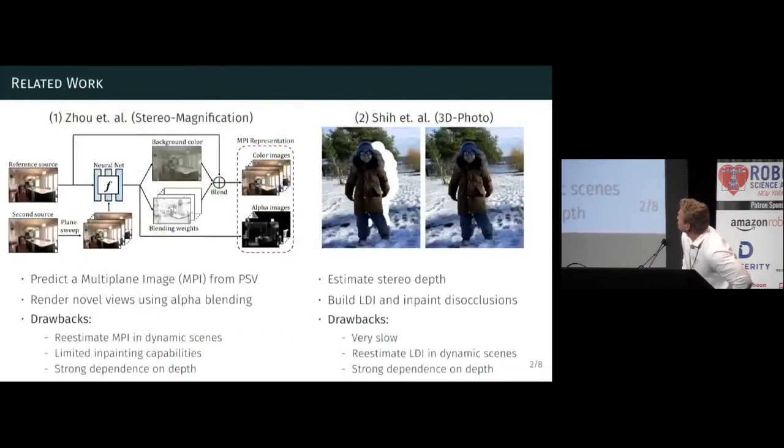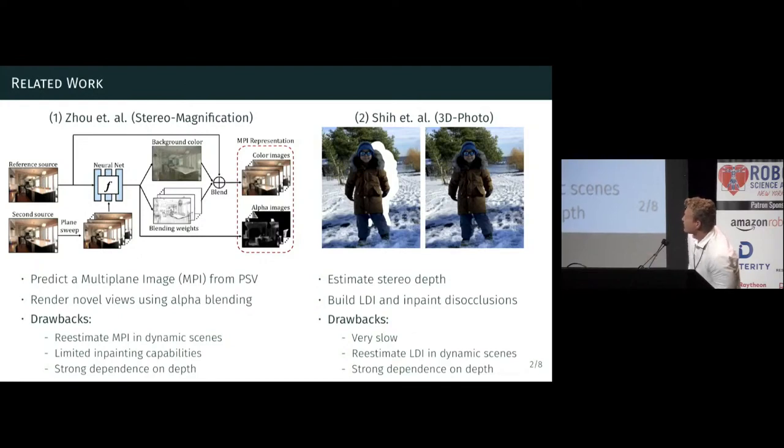Our 2 main competitors are 3D photo and stereo magnification. On the right, Xi et al. first estimate stereo depth to then build a so-called layered depth image and in-paint disocclusion areas. The main drawbacks are that their method is very slow, that they have to re-estimate the LDI in dynamic scenes, and that they have a strong dependence on depth since they warp using depth explicitly.